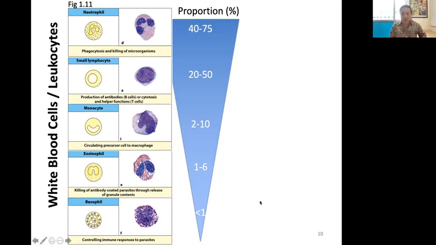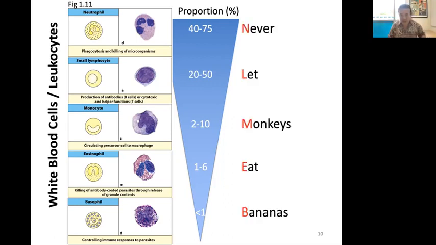So what do I want you to know about this, right? I don't necessarily want you to memorize these different percentages because like I said, that kind of varies from person to person and depending upon your health. But I do want you to remember this order, right? From neutrophils down to basophils. And a good way to memorize that is by this little mnemonic here. Never let monkeys eat bananas. Neutrophils, lymphocytes, monocytes, eosinophils, and basophils, right? If you can remember that, then you're set.